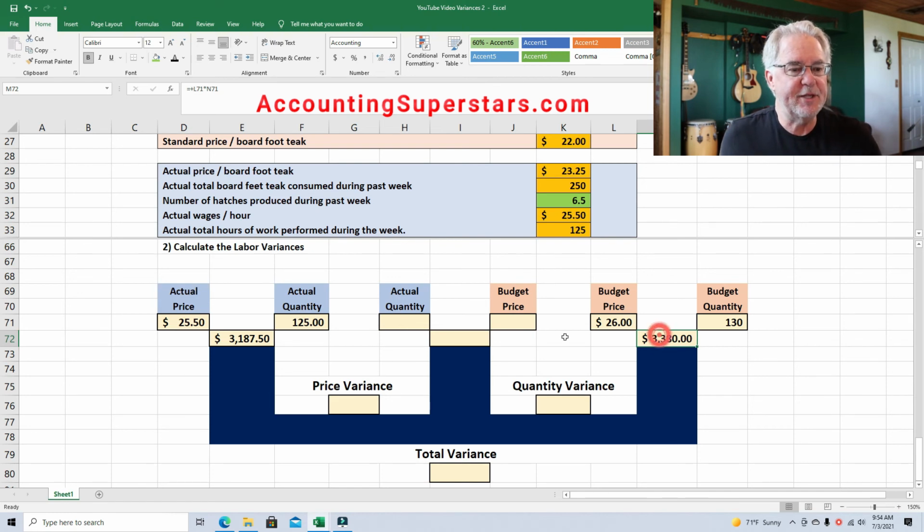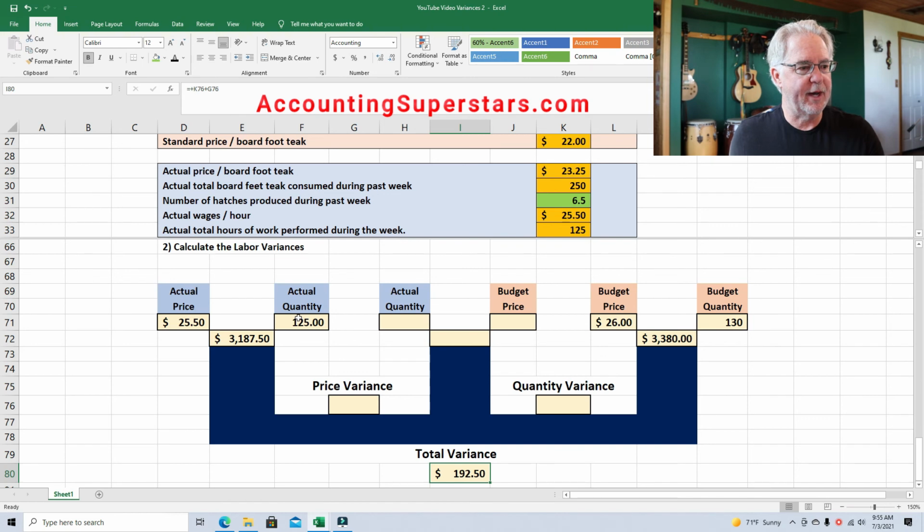All right, so we can figure out the total variance at this point. They budgeted $3,380. It actually cost them $3,187.50. So they're under budget. Actual was less than budget. So the difference, $192.50, that's the total variance. So the managers are saying, cool, we're under budget. Well, why are we under budget though? What happened?